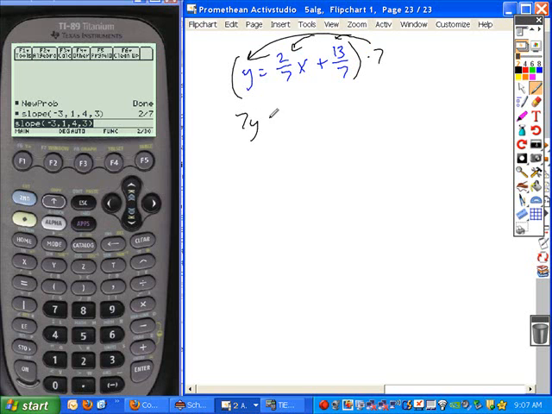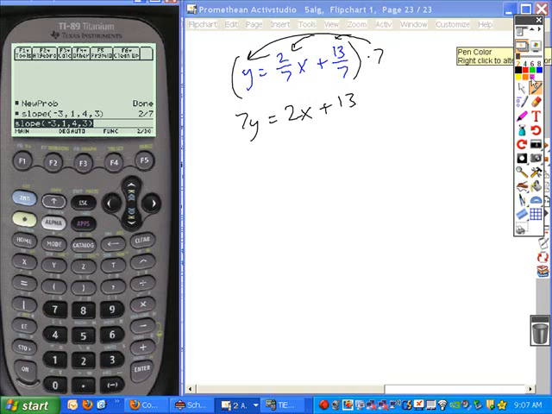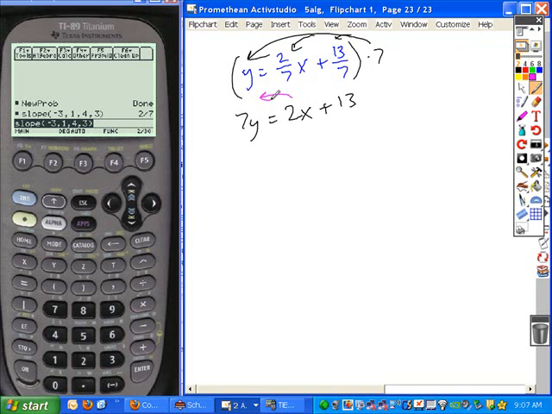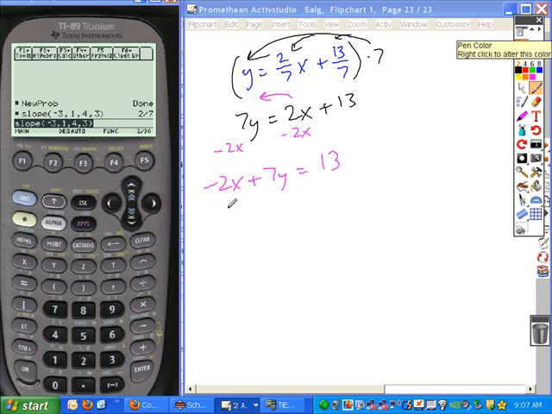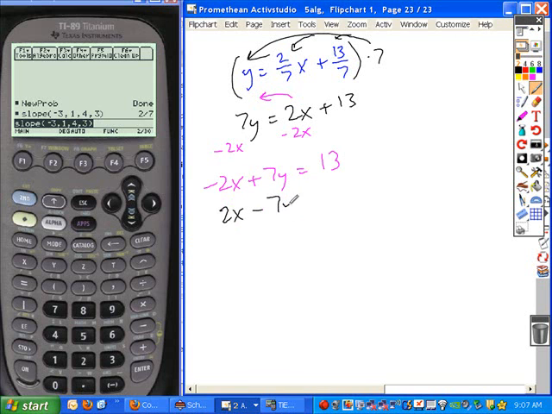Distribute that through. You get 7y is equal to 2x, the 7's cancel, plus here 13, the 7's cancel. And then to move it into standard form, we'll bring the x's over. So we'll subtract a 2x from both sides. And then your final step, change the sign so that the leading coefficient is positive. So we're just going to change the sign of every single term, and you get your solution.